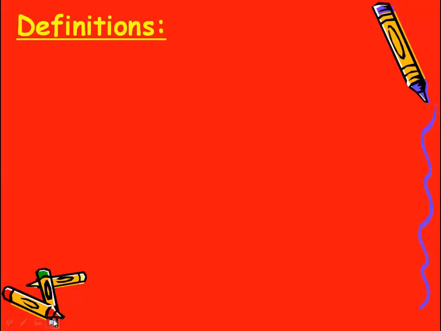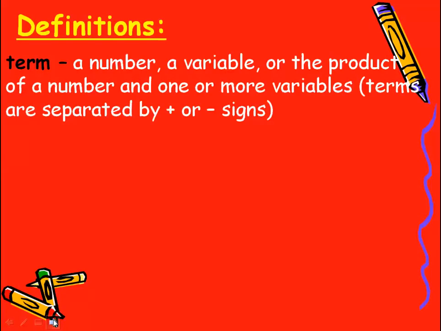First, we're going to start with a couple of definitions. Our first definition is term. A term is a number, a variable, or the product of a number and one or more variables. Terms will be separated by plus or minus signs. For example, if I have 2x plus 3, 2x is considered one term, and 3 is considered a separate term. So this has two terms. Notice the plus sign separates the first term from the second term.